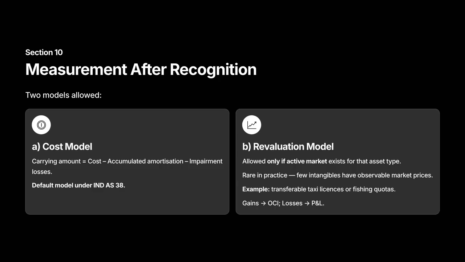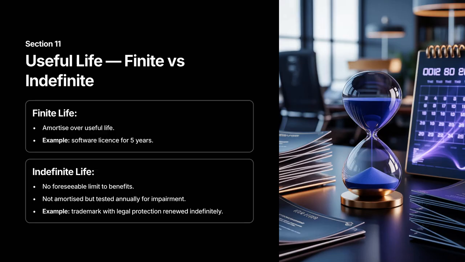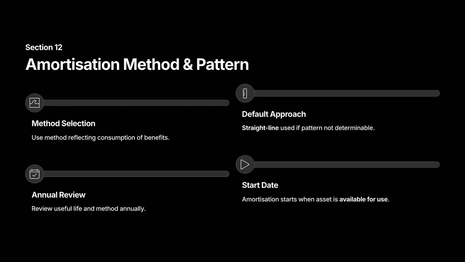10. Measurement after recognition. After an intangible asset has been recognized, the company can choose one of 2 measurement models. A. Cost model. This is the default and most commonly used method. The asset stays on the books at its original cost, minus accumulated amortization and any impairment losses. It's simple, consistent, and easy to audit.